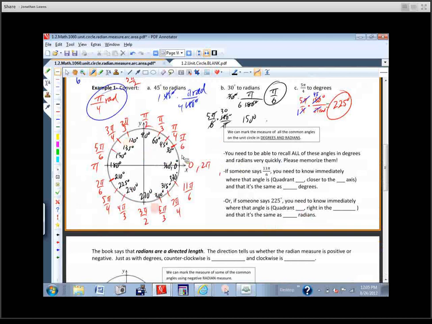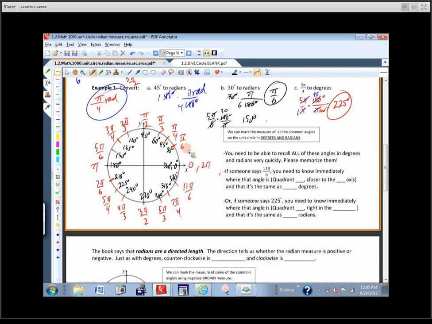Okay, so if you'll take a look at this part right here, you really need to know these inside out and backwards. Not today, but when you come next week, these need to be becoming second nature. Very easy to recall. So for example, if somebody says 11 pi 6, you need to quickly be able to say, well, let's see, 11 pi 6. That's a sixth short of 2 pi, so that's going to be in the 4th quadrant, closer to the, what axis? Closer to the x-axis than the y-axis, and let's see, we'd have to convert that. 11 pi 6 is the same as 330 degrees.